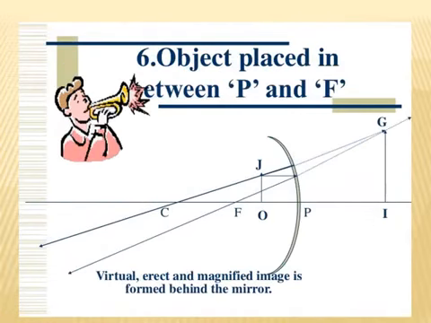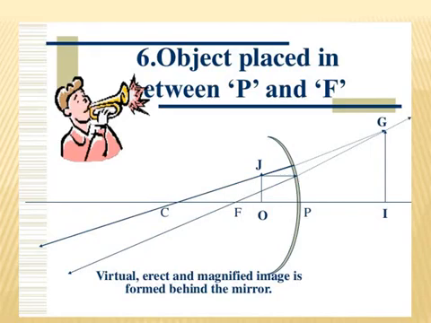This is the most important diagram of all the diagrams, because this is the only diagram in which you get the image on the right side. You see, when you look at the right side, you get the image. So the image here is virtual. As I told you, if the image is formed on the left side, the reflecting side, it is real, and if it is formed on the non-reflecting side, that is on the right side, it is virtual.